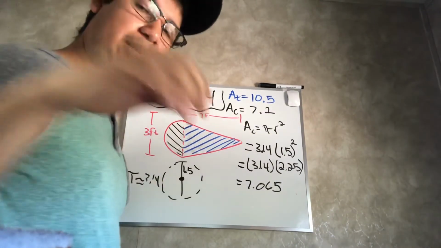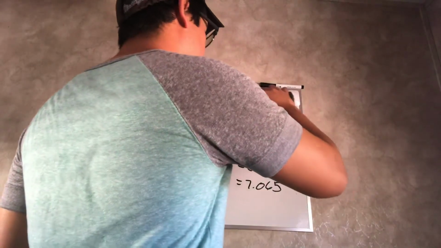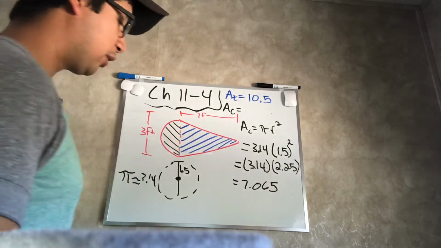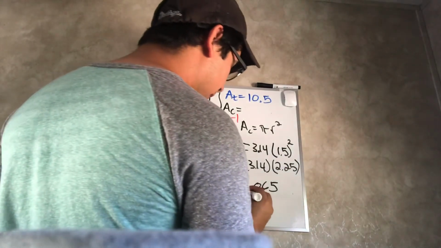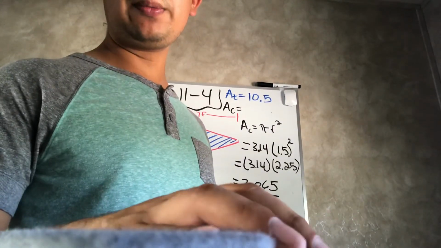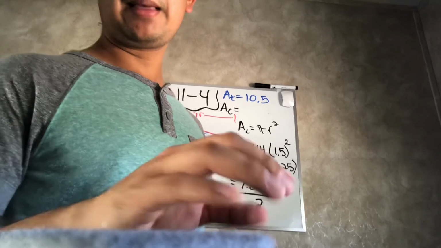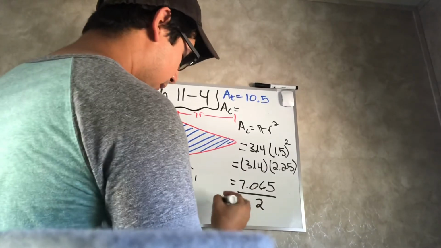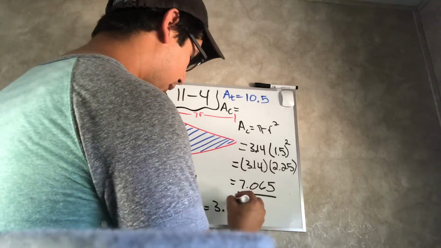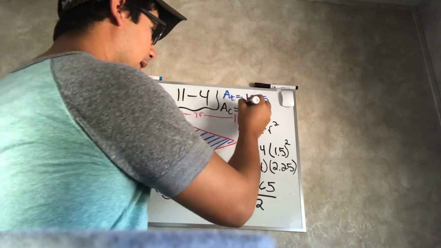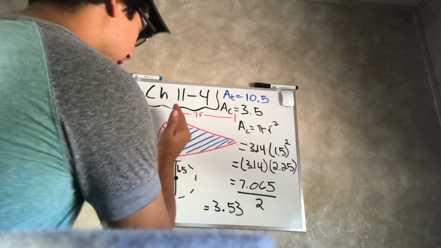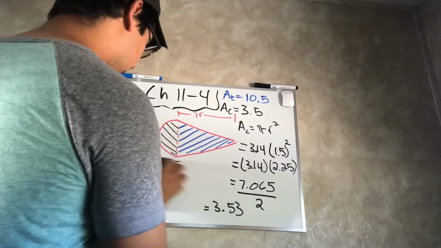Ooh, I almost made a mistake here, guys. I'm so sorry. That is the area of this full circle. Now, we only want half of the circle, so we have to cut this one in half. So we have to divide it by 2. Once we divide that by 2, we get about 3.53. So my area is about 3.5. Remember, it's just half a circle. I almost made a mistake there, guys.